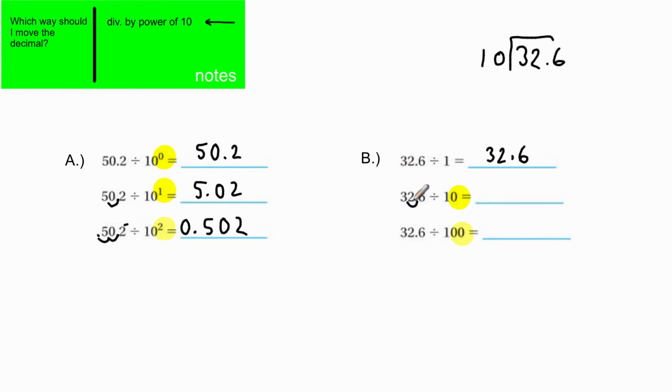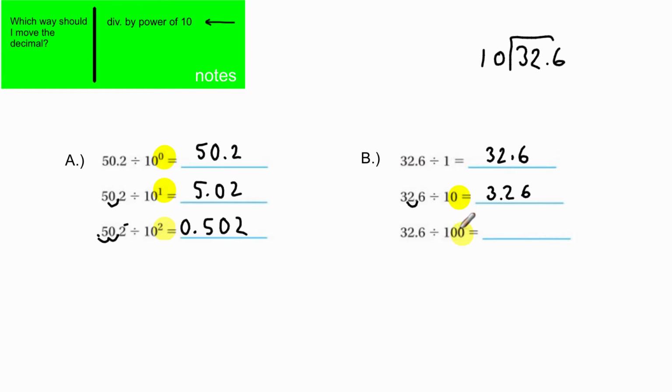And so the decimal was between the 2 and the 6, and now it's going to be between the 3 and the 2 when I write my answer. I can even write 326 and then just place the decimal in between there if I wanted to. That's an acceptable way of doing it. But you notice, same digits, decimal moved over one space because there's 1 zero.